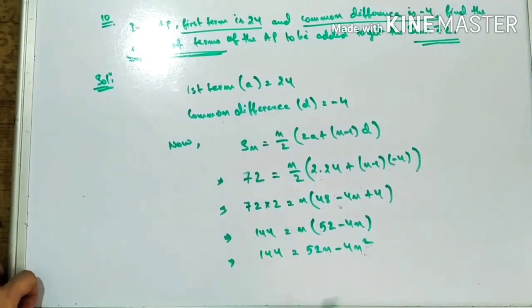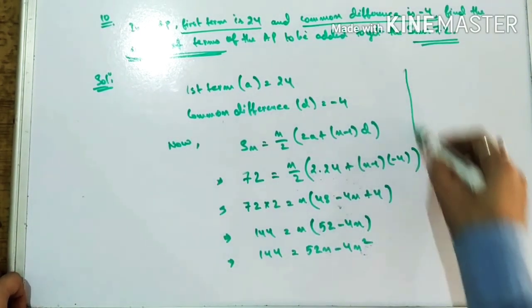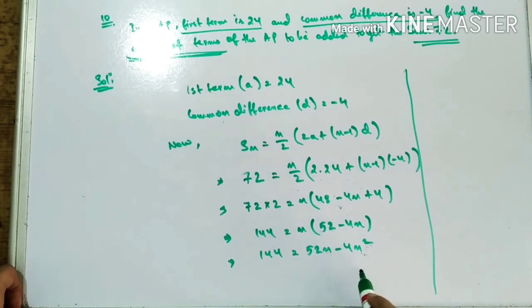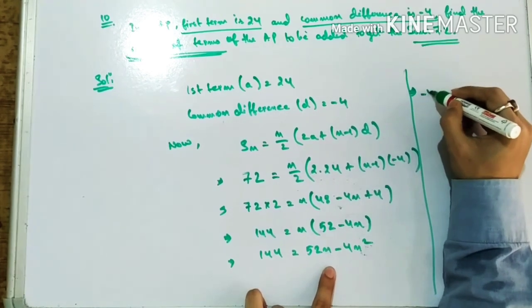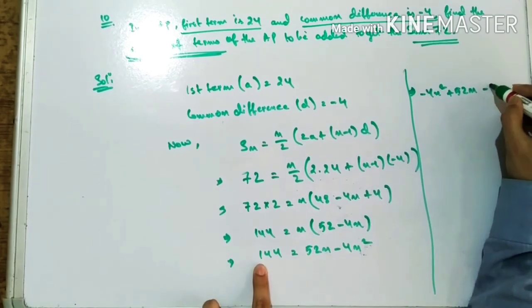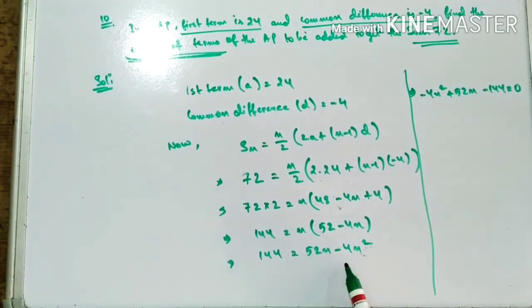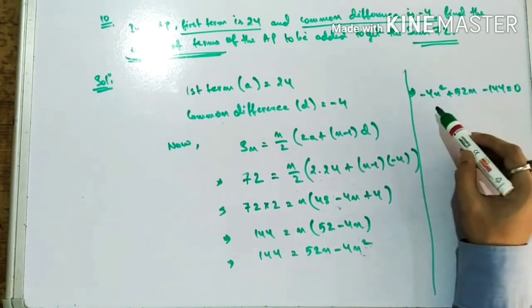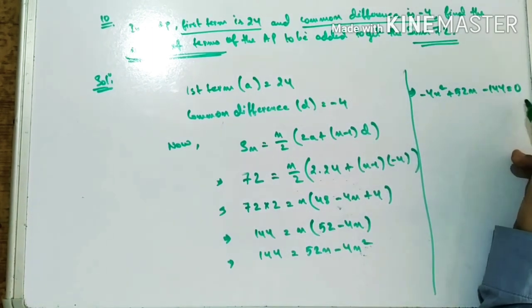Okay, so now you see this whole thing I can bring in the form of a quadratic equation. So this whole thing I can write as minus 4n square plus 52n minus 144 is equals to 0. If I send 144 to the right hand side, it will become minus 144. So therefore this whole thing I can write as minus 4n square plus 52n minus 144 is equals to 0.